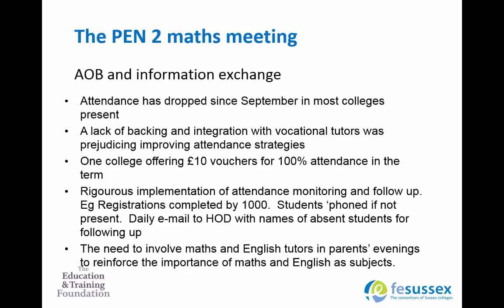So finally, in the meeting, these were some general points which came out. Attendance dropping since September in most colleges and the need to be vigilant on student attendance. The difficulties of integrating maths with vocational tutors was affecting some attendance strategies, and colleges were offering incentives such as £10 for 100% attendance in a term.